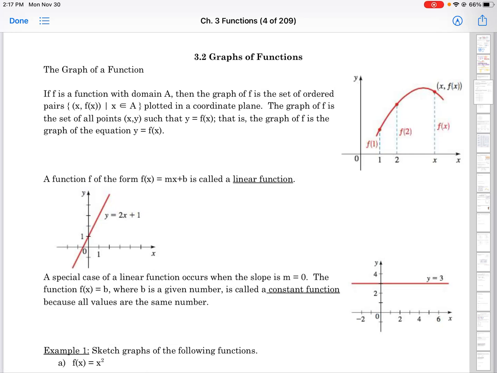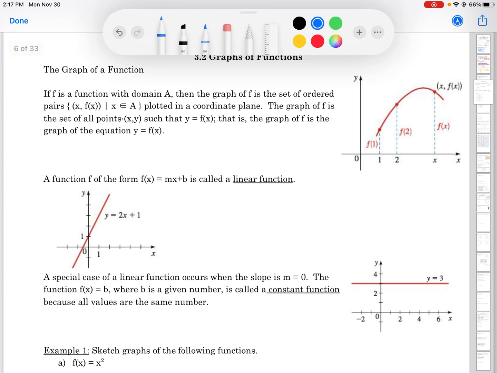3-2 graphs of functions. So if f is a function with domain A, then the graph of f is the set of ordered pairs x comma f of x, where x is in A, so x is in our domain. And the graph of f is really going to be that set of all of the points x and y that fit that function.